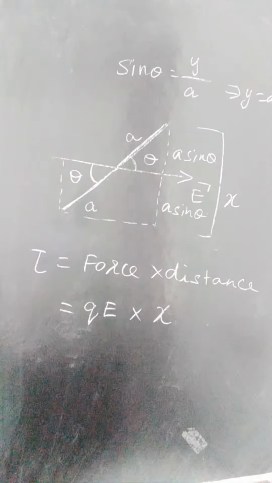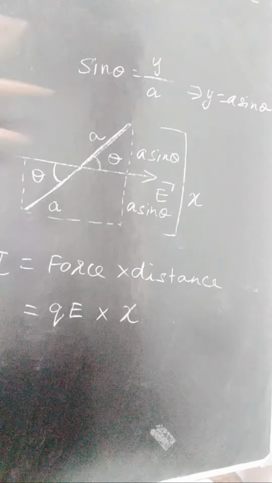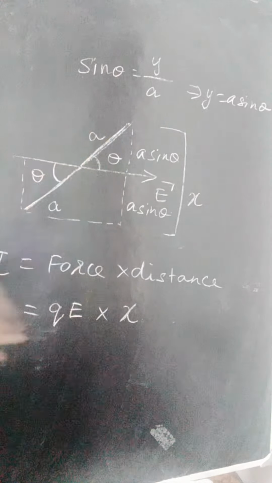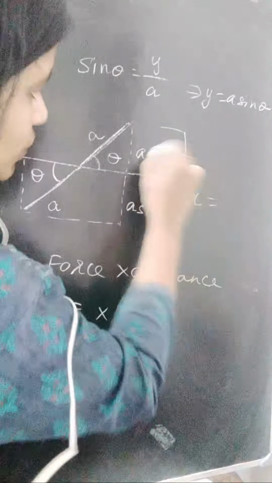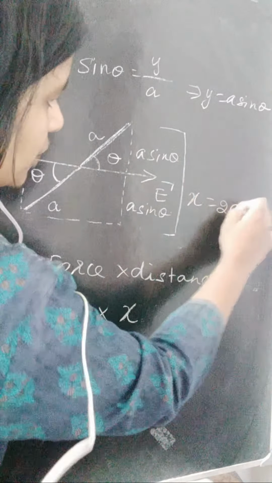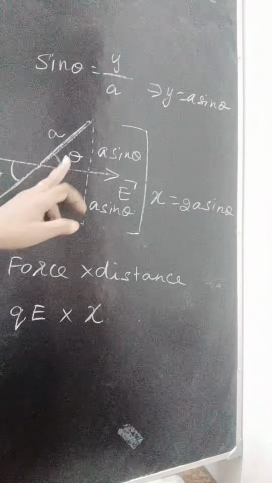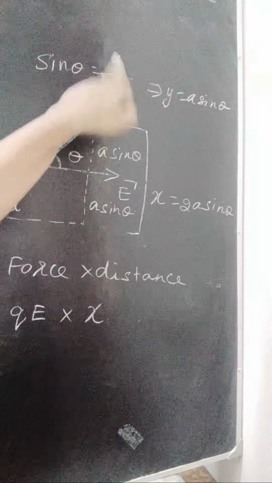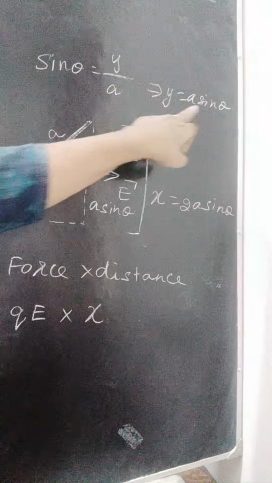So if this is a sin theta and this is also a sin theta, what is x then? X is equivalent to a sin theta plus a sin theta, which will be 2a sin theta. Getting? How to draw? So go for sin theta. Sin theta would be the value opposite by hypotenuse, for any value y is equivalent to a sin theta.